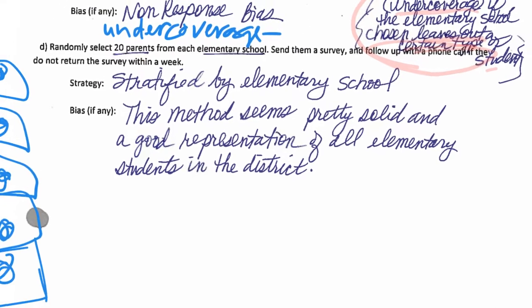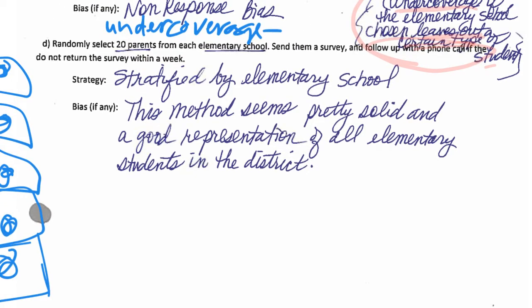Hey, why do you think they went to so much trouble to write this in? Send them a survey and follow up with a phone call if they have not returned it within a week. Why did they put that in there? Yeah, to say that they're safeguarding against undercoverage, non-response bias, that kind of stuff. So they're trying to say, hey, we're trying to make this valid by making sure we follow up and get the responses. Okay, very good.